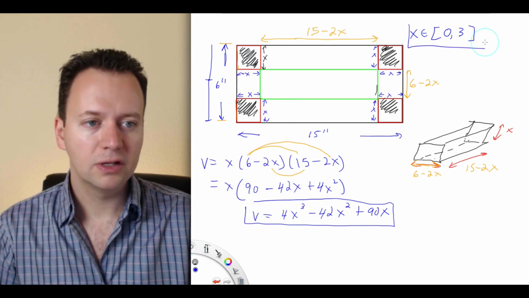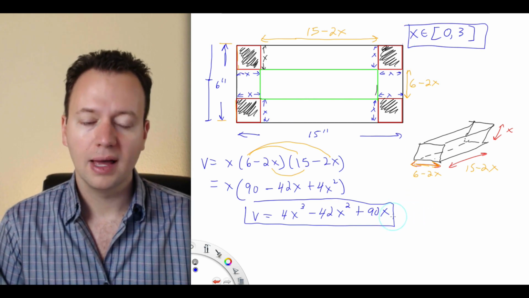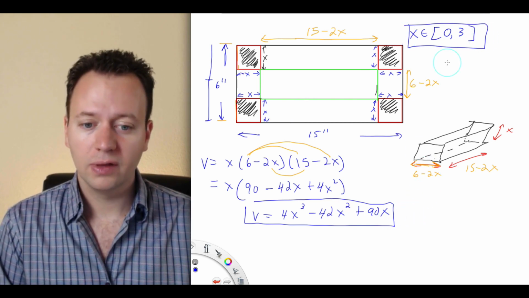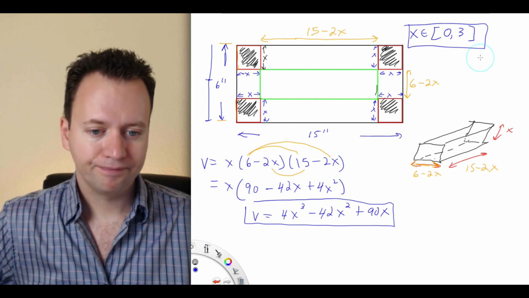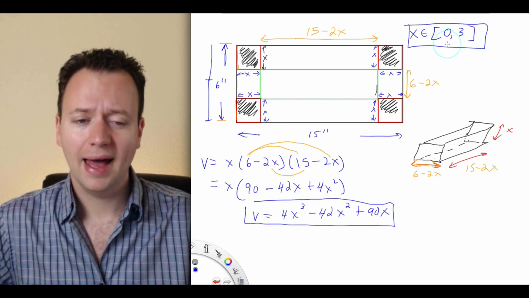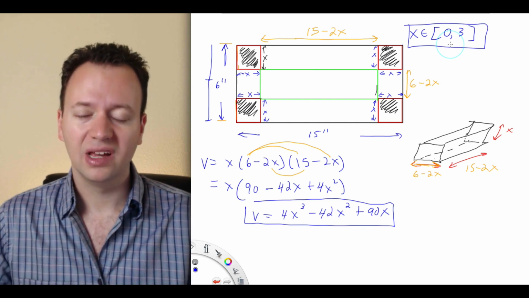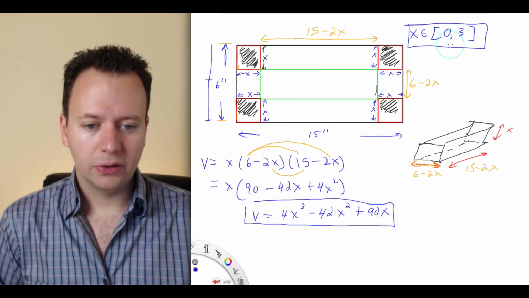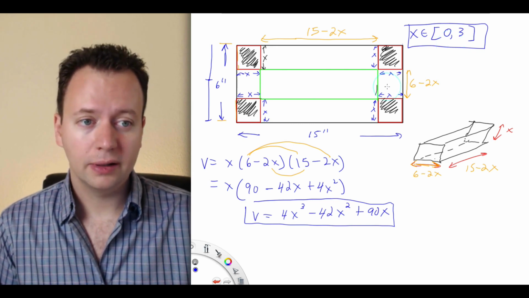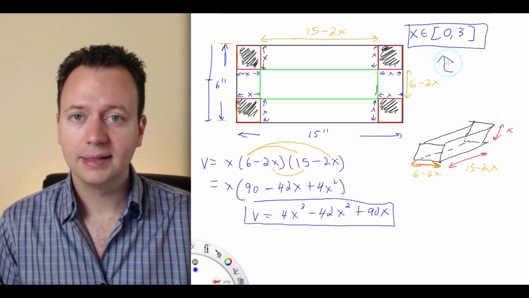So the domain of this function is 0 to 3. And 0 and 3 are roots of this. So at both of these points, we're going to have a local minimum. In fact, global minimum at x is equal to 0 and x is equal to 3, because the volume has to be positive. Okay, so now let's look for the critical points that are inside the domain.